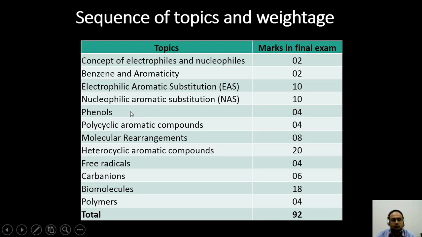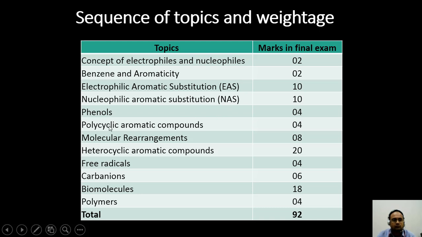Next, we will move on to another minor topic known as phenols. We will try to understand why they are more acidic than alcohols, but less acidic than carboxylic acids, and so forth. And then we will try to understand the utility of the reactions that we have studied in earlier units, and how to make phenols from different compounds. This topic has been given a weightage of 4 marks.